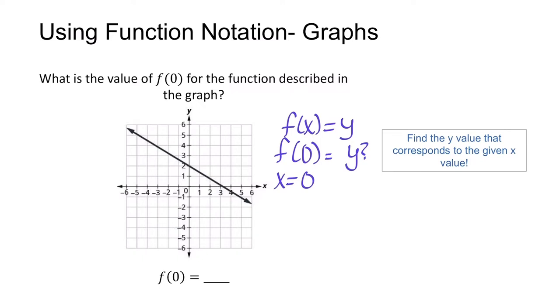So to figure this out, we're going to go to our graph and find x equals 0. So that's this point, 0, 2. So that means that when x equals 0, y equals 2. So that is the value of the function at that point. f of 0 equals 2.